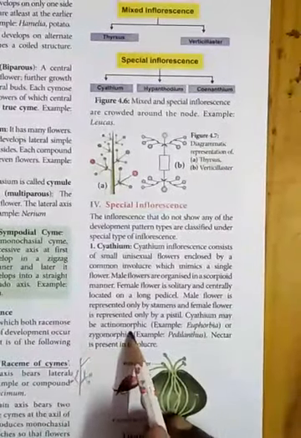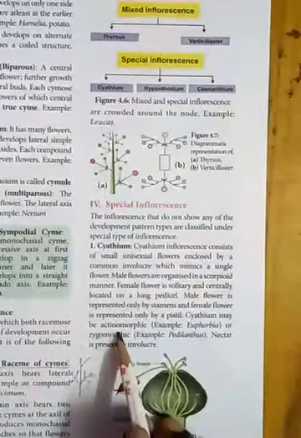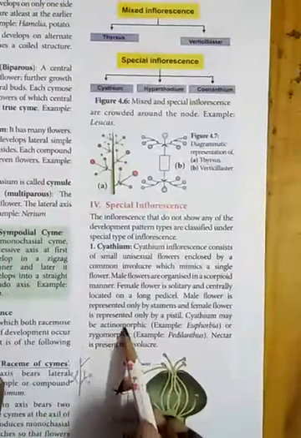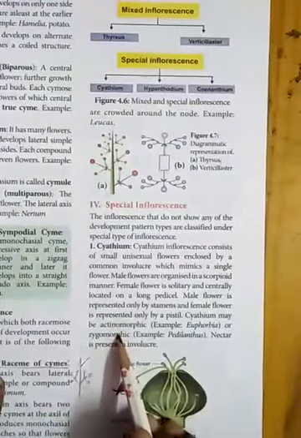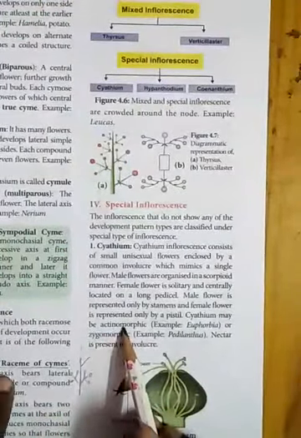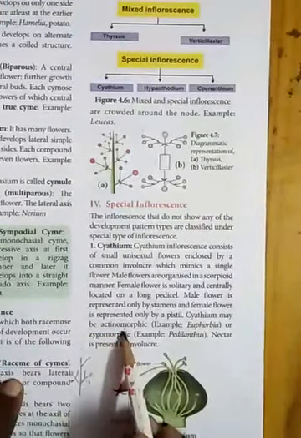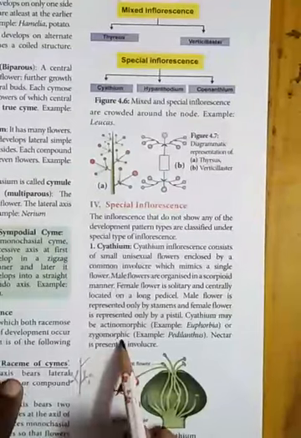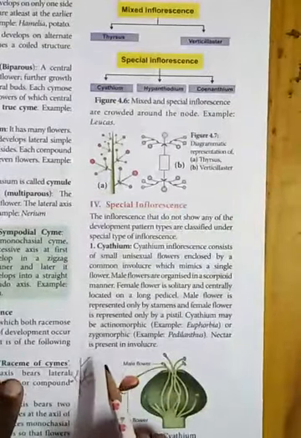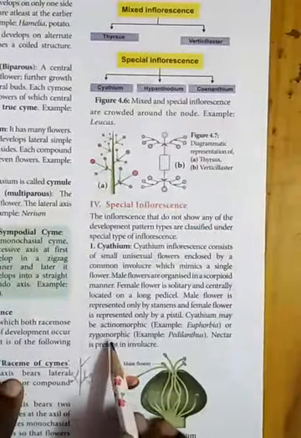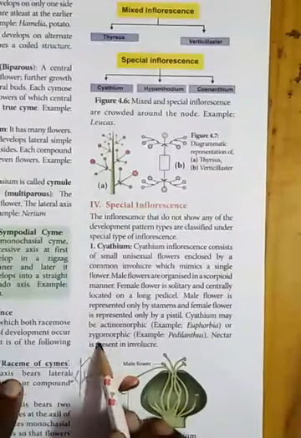Cythium may be actinomorphic or zygomorphic. Actinomorphic or zygomorphic, they are the symmetry found in the plant. Actinomorphic means when a flower can be cut in equal halves, that is two equal halves, in any plane, in any side. If you cut, you will get equal halves, then you will call it actinomorphic.